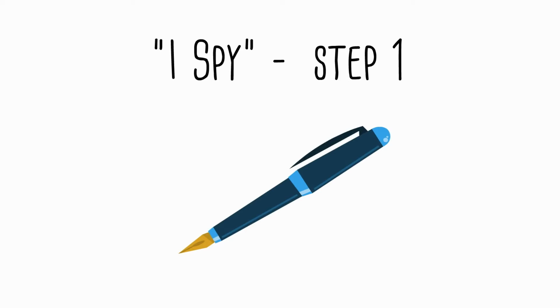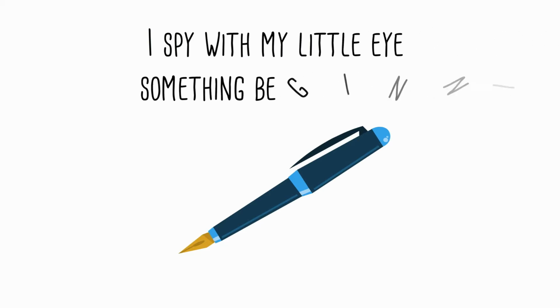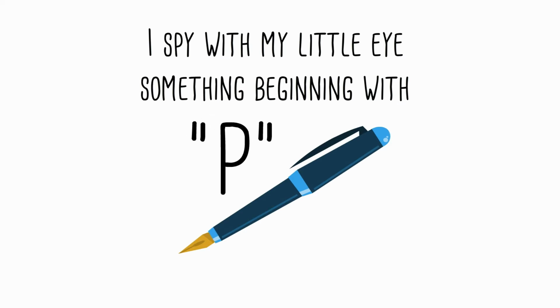Hold a single familiar object or picture of an isolated object in your hand so your children can see it. Let's say it's a pen. Look at the pen and say, I spy with my little eye something beginning with P. Prompt a guess if necessary, and when you hear the correct answer, acknowledge it by immediately repeating the word and sound. Pen begins with P.